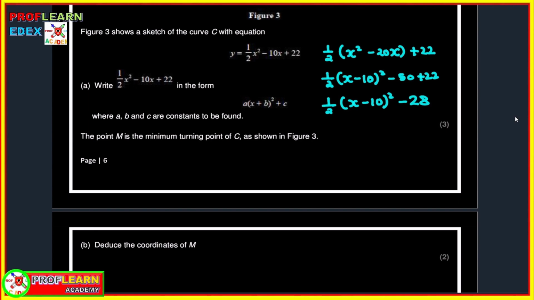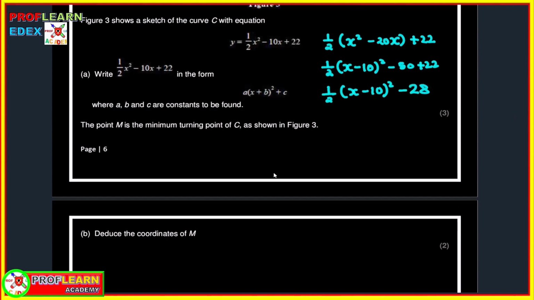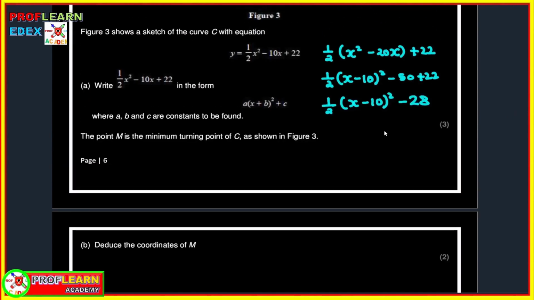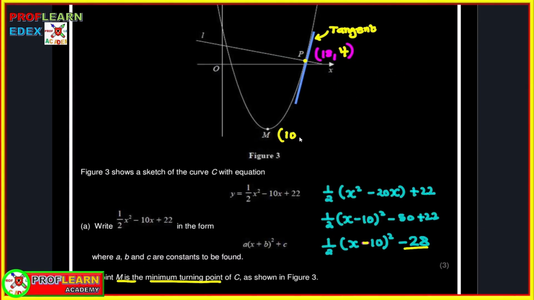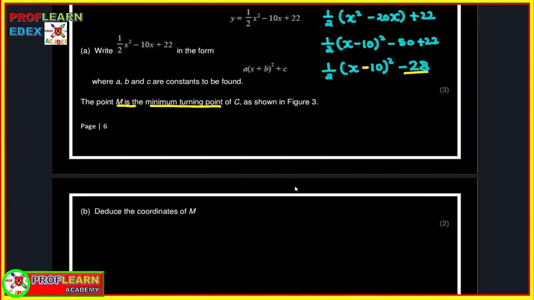Now, in order to state the turning point, or the minimum point of this curve, we are going to take the opposite sign of this that we have here. So it will be positive 10, but 28, we take the negative sign the way it is. It's going to be 10, negative 28, right?